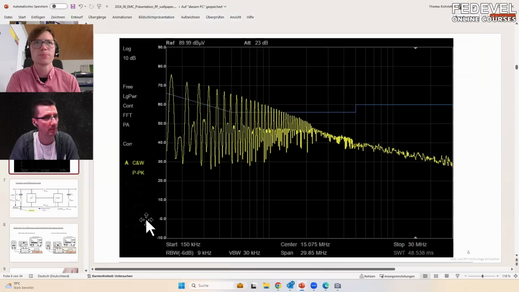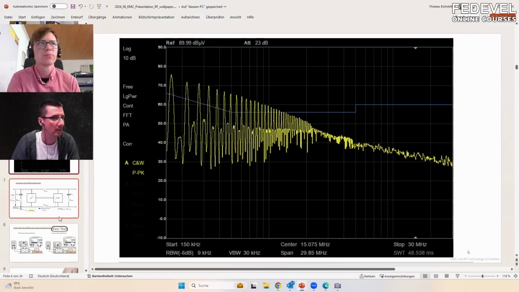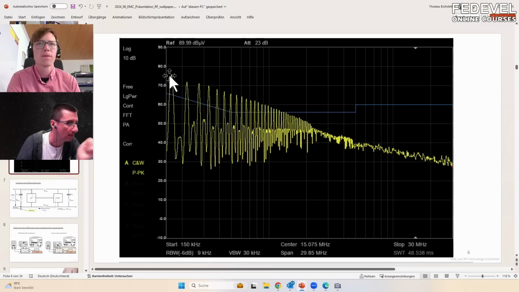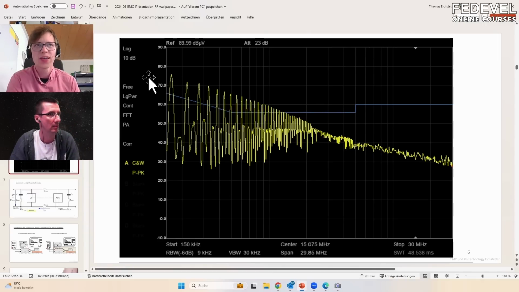This was this one. And this is now attenuated with this filter. Okay, so this is from what, 100 kilohertz? This is from 150 kilohertz up to 30 megahertz. And the problem is from 150 up to... Yeah, it's actually starting a little bit earlier at the switching frequency, which we cannot see here.